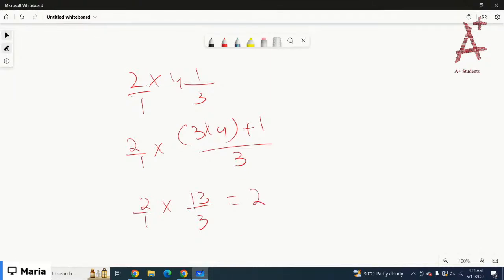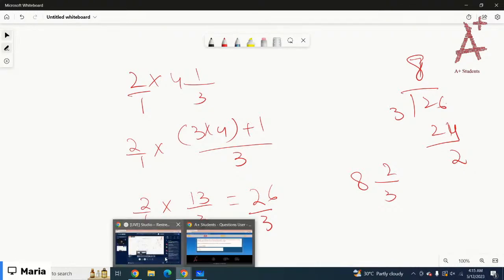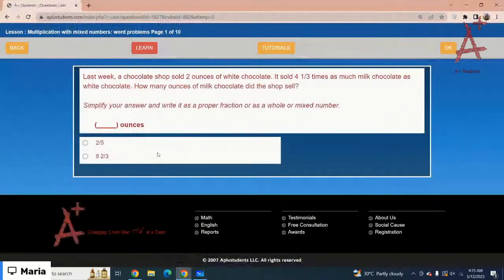13 times 2 is 26, and you have to divide 26 by 3. 3 times 7 is 21. No, 3 times 8 is 24. And 26 minus 24 is 2. So it would be 8 whole 2 over 3. The correct option is 8 whole 2 over 3. Got it? The second option is the correct one.